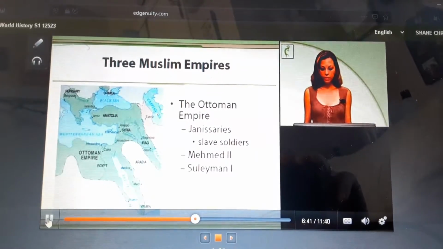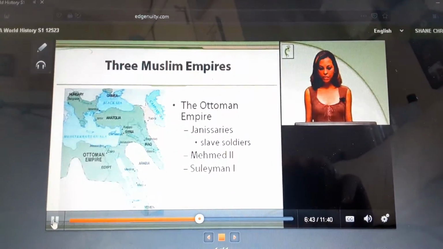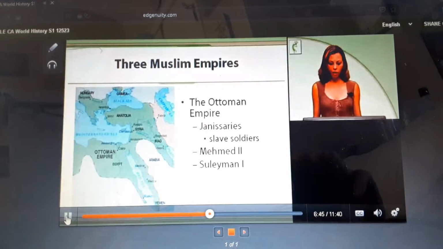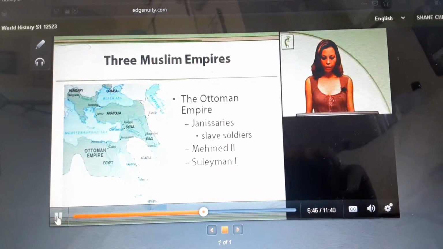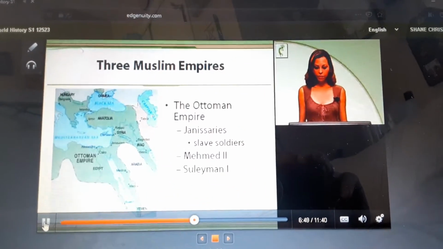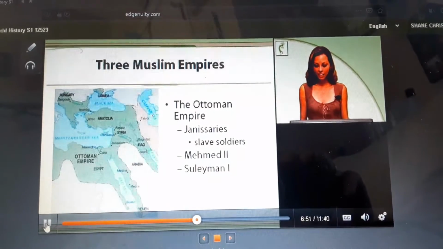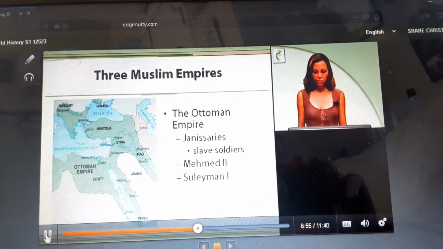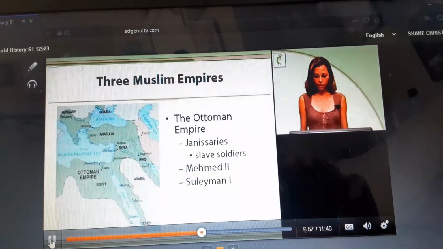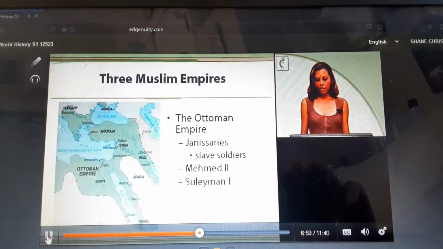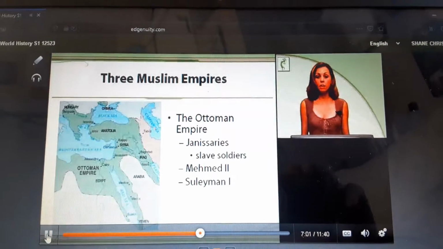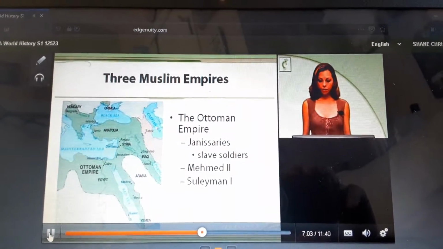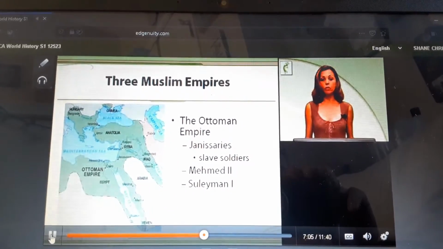The holy cities of Mecca and Medina accepted Ottoman rule as well. It reached its height under Suleiman I. He was often called the Magnificent. He took control of the eastern Mediterranean and farther into Europe, and the Ottoman Empire kind of controlled all this area until the early 1800s.